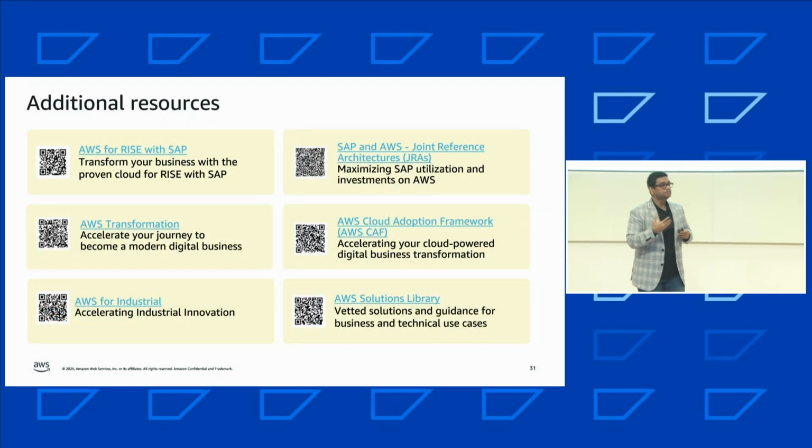Finally, some resources for you. When I was in the booth, so many customers came to me and asked, what are the differentiators? Why AWS? How can I start? How can I learn? That's why we purposefully put this together: AWS for RISE with SAP, how you will transform your journey, what the industry use cases are, what the AWS Solutions Library is and how you can use it, even joint reference architecture. I strongly encourage all of you to go over this link. Yes, there is so much information here, and to keep things easy, we are here too.